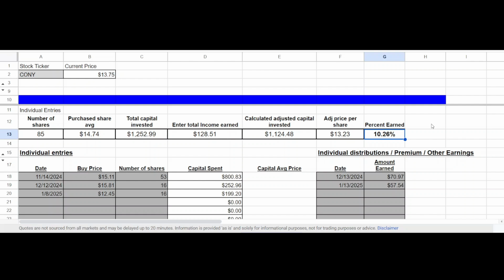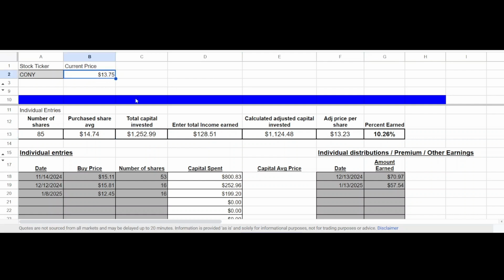That way, if I was to sell out of CONY right now at $13.75 and sell all 85 shares, then I will receive the adjusted amount here, which would be that $1,124.48, and I've already received in my dividends or my distributions $128.51, and those two added together would be my total capital that I have invested. So that would be getting my money back. Now, of course, that $1,124.48, that's selling at the $13.23, right? So if I was to sell it at $13.23, this is the amount I would get. I have received the $128, and then I would make my capital back.